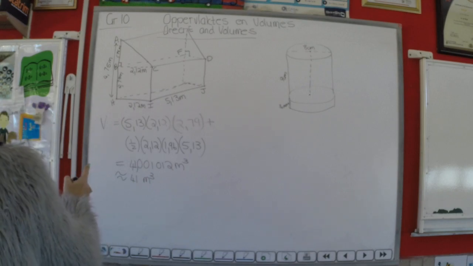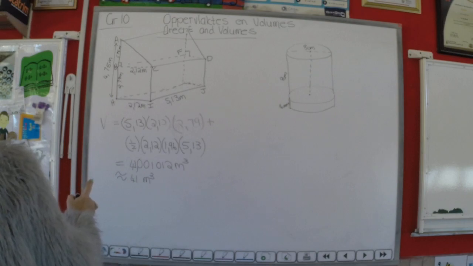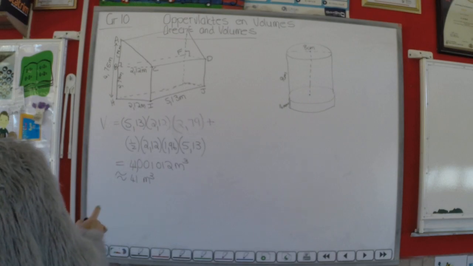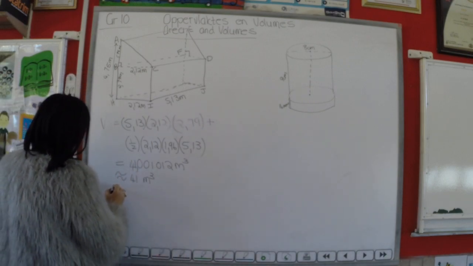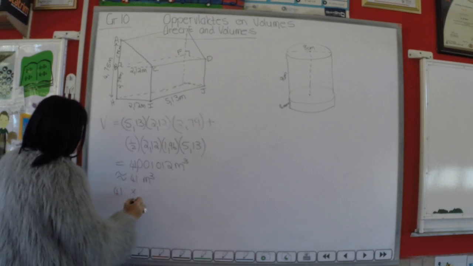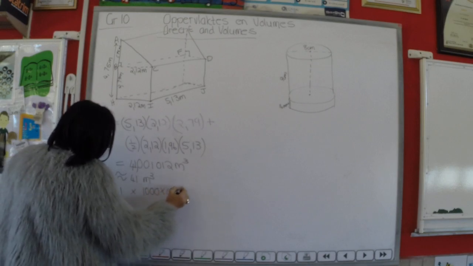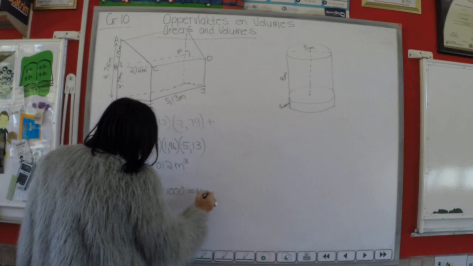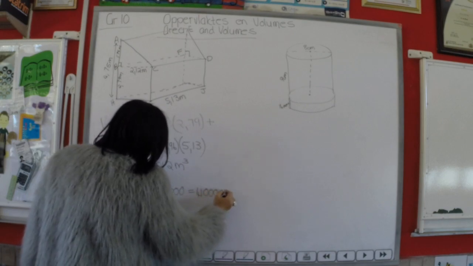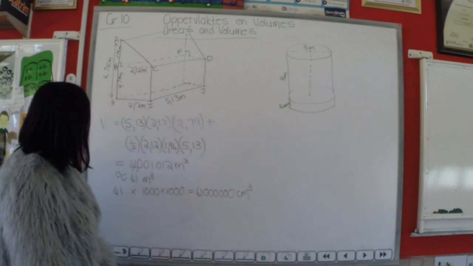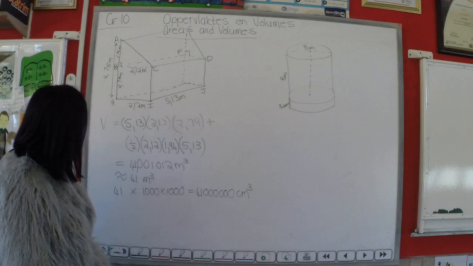If you take cubic meters to cubic centimeters, you've got to multiply with a million. You've got to multiply with 1,000 and another 1,000, and that's going to give you 41 million cubic centimeters. Okay, just by using your little machine. Very easy.